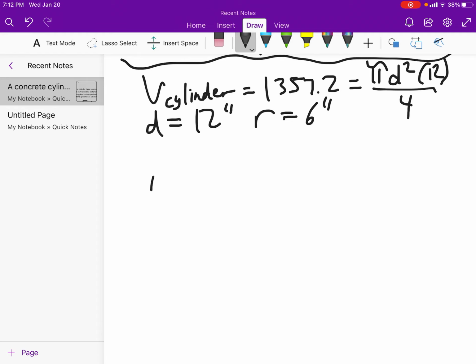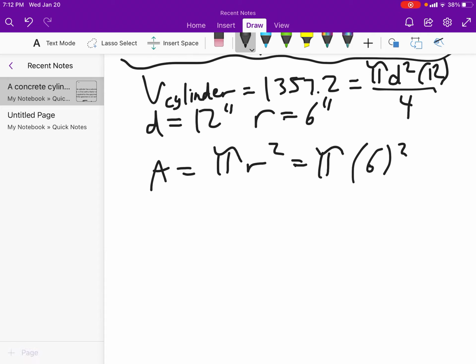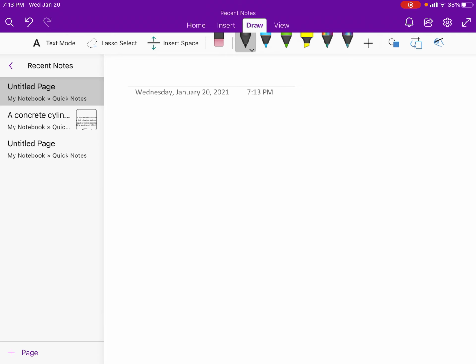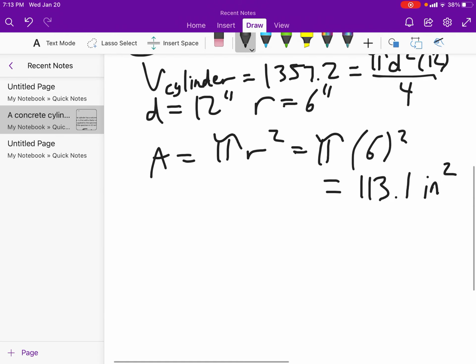Alright, so let's go ahead and get our area real quick. That's going to be pi r squared equals pi times 6 squared. And I'm going to have to punch that in the calculator. That's going to equal 113.1 inches squared.